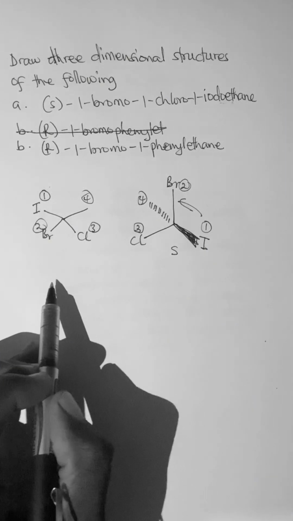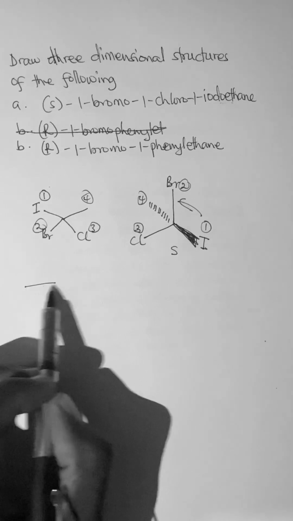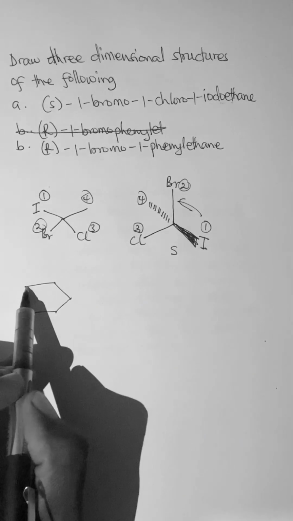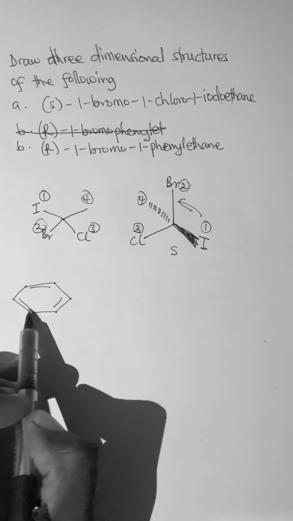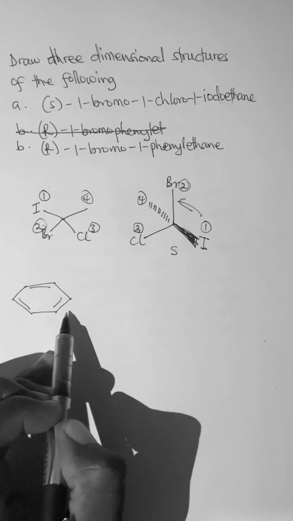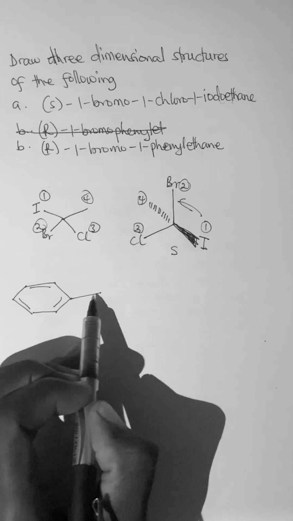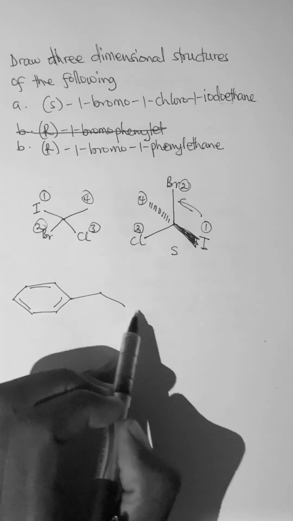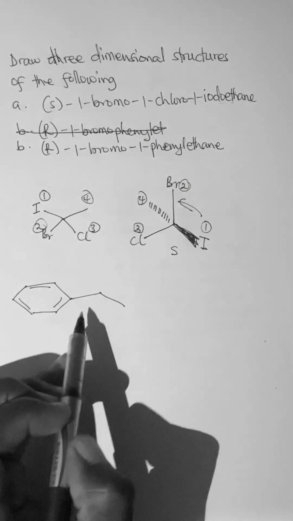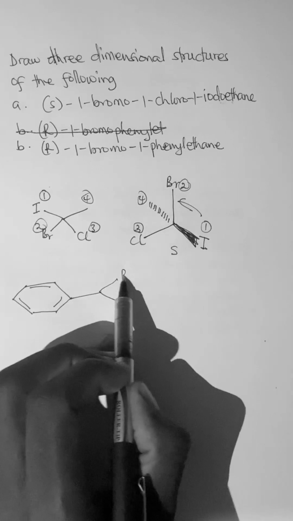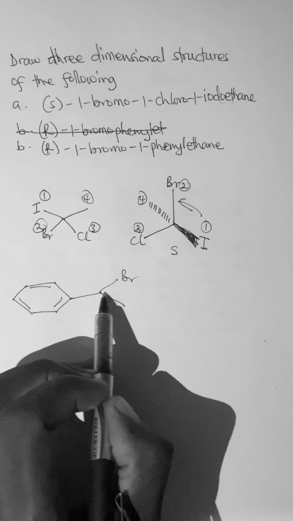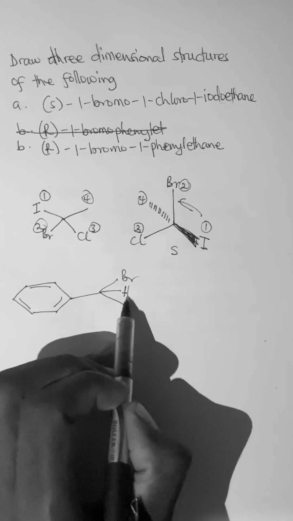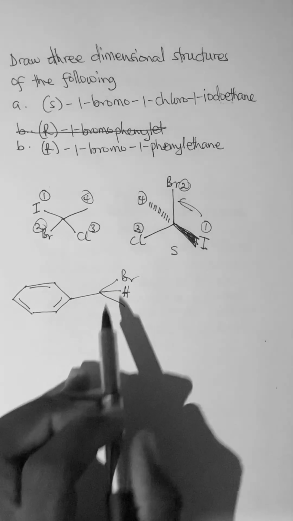Let's just draw the molecule. So we are talking about a phenyl group. So this is how a phenyl group looks like. And then it is connected to an ethane. So this is an ethane. And then 1 bromo, so we have a bromine. And then we know that we have a proton because carbon has 4 bonds.